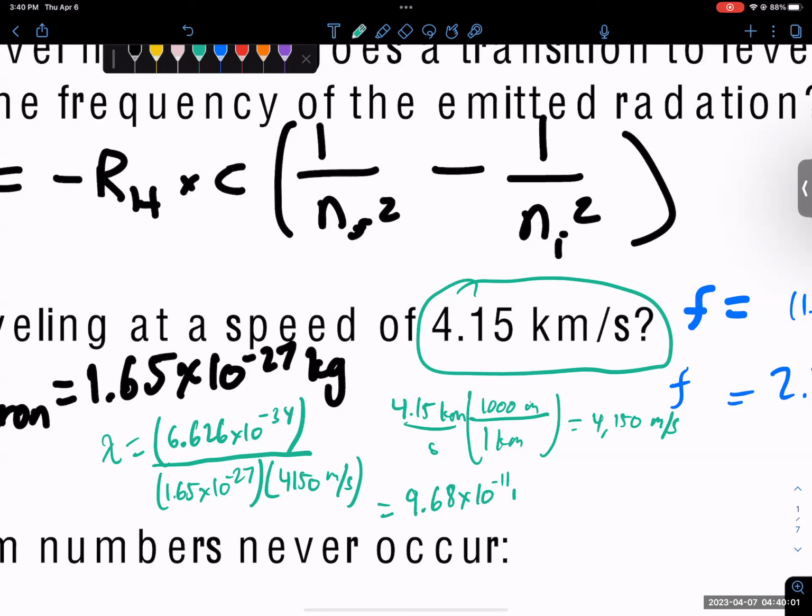Meters. Exactly. 9.68 times 10 to the negative 11 meters. And that is your answer. Cool. All right. Any questions on that?